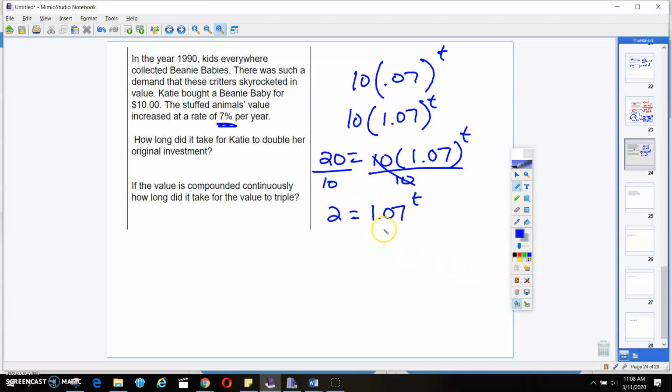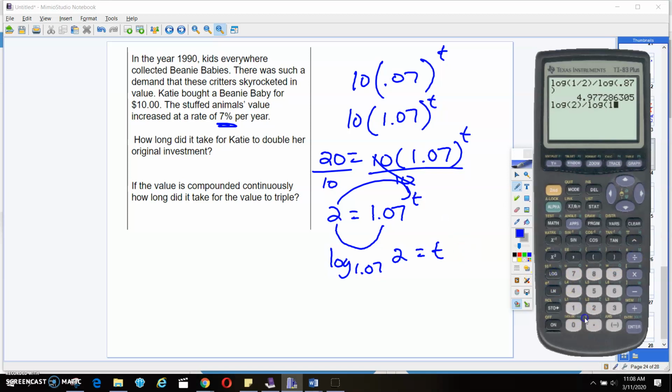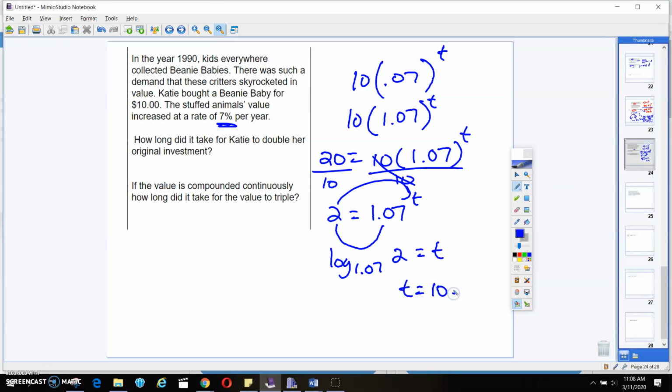I'm going to put this into log form. So I'm going to start at my base, go to the outside, finish out my exponent. Equals t. And I would put that into my calculator. I would get log of 2, close parentheses, divided by log of 1.07. And it would take her 10 years. 10 years to double her investment. Okay?